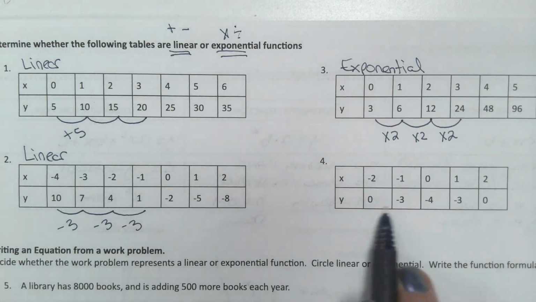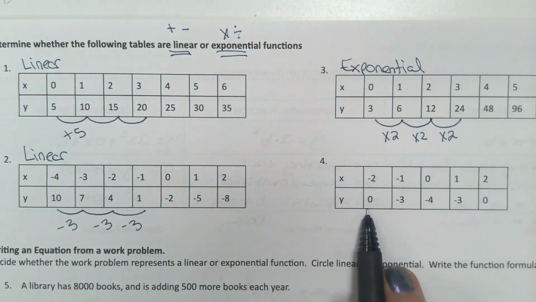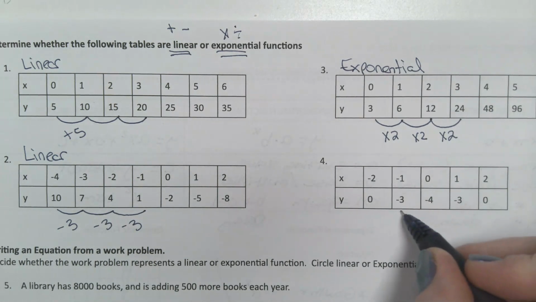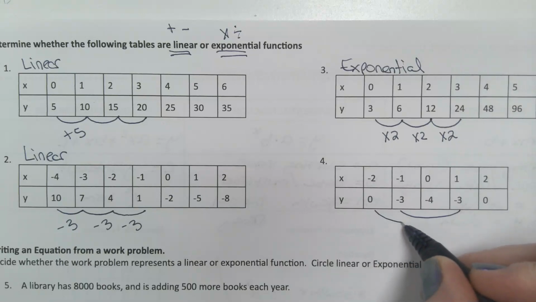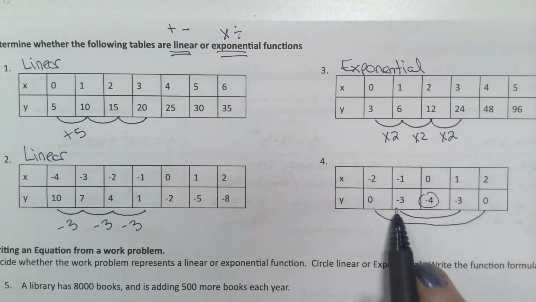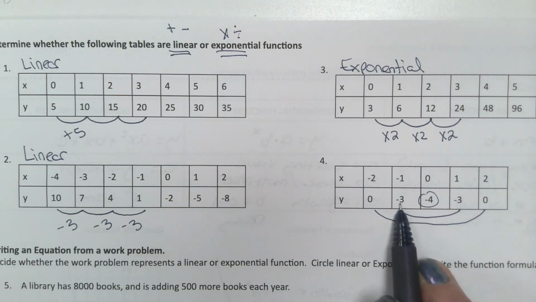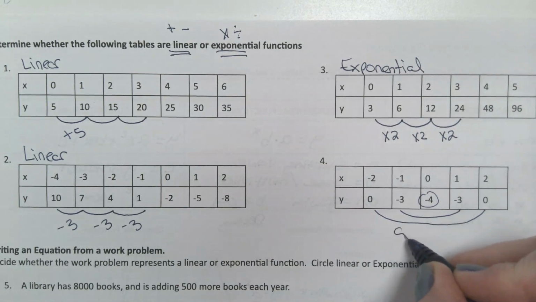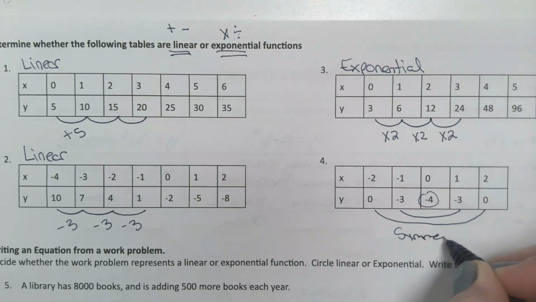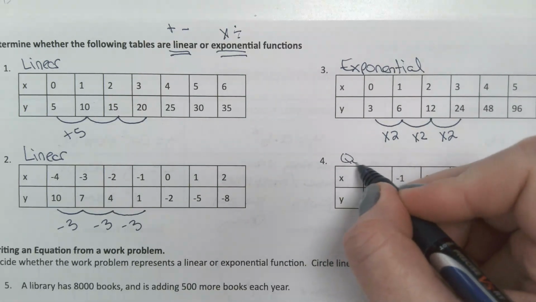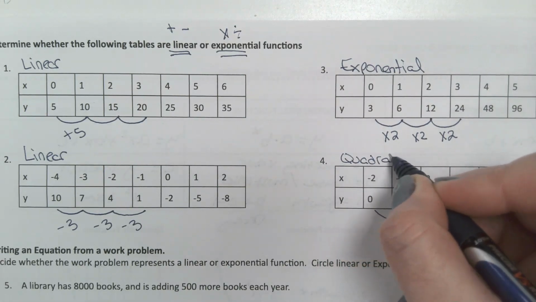So when you look at these y values, what do you see? What jumps out at you? Good. So I see symmetry as well. So I have this 4 right here, and then on either side of it I have a negative 3, and then on either side of that I have a 0. So I see symmetry here. If you see symmetry, that makes this a quadratic.